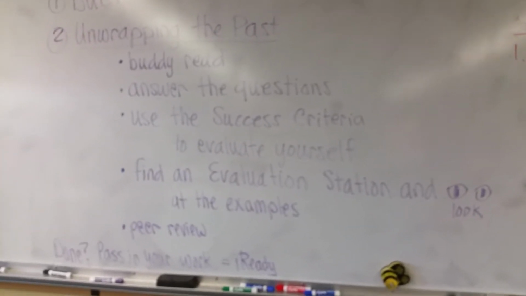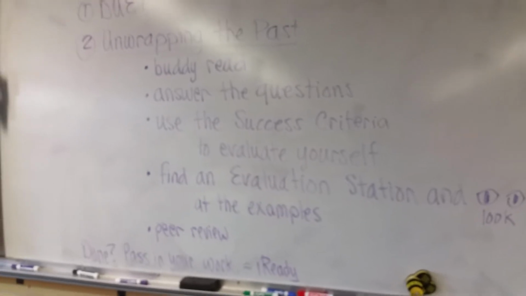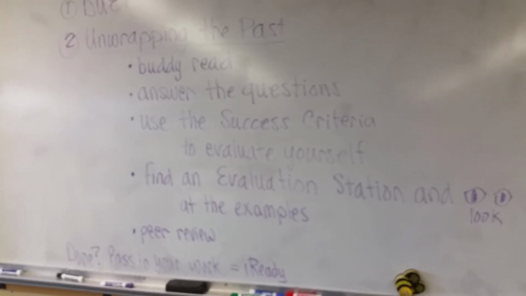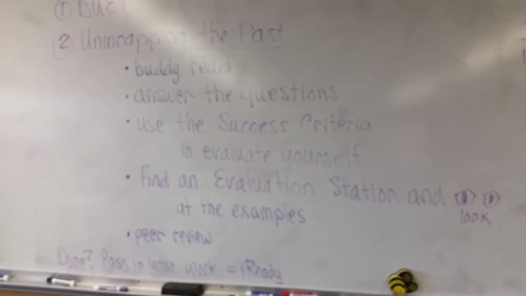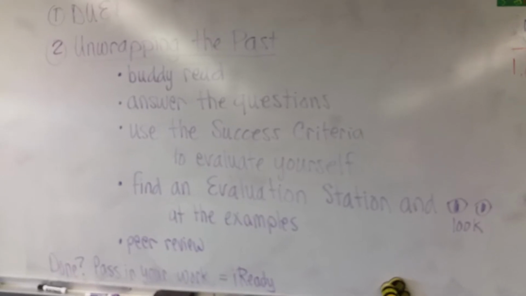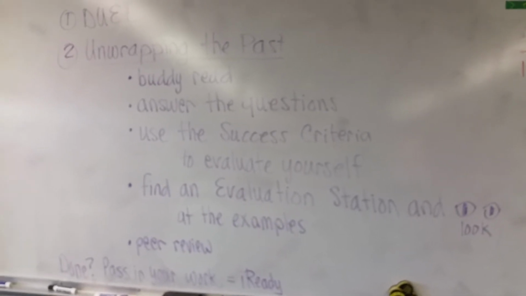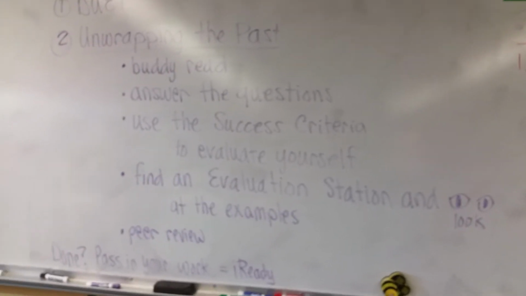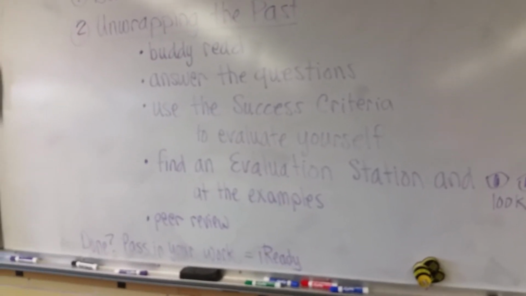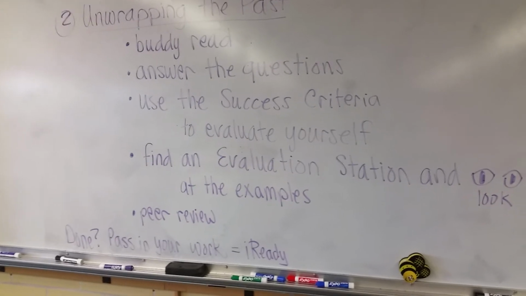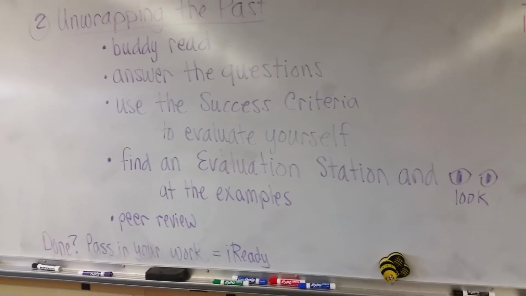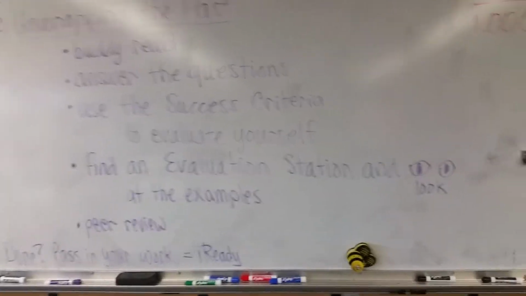So once we discussed the prompts, we did some highlighting and underlining and circling and all that kind of stuff to look at the important parts of the prompt, to talk about the success criteria and what that meant. I used pick strips to choose random partners for them to read the passage together. They answered the questions separately. Then they used that success criteria to evaluate themselves. And then they found an evaluation station, which is where we get the title of this lesson.